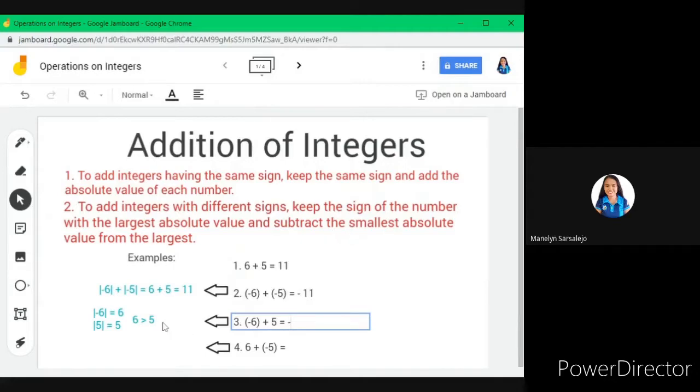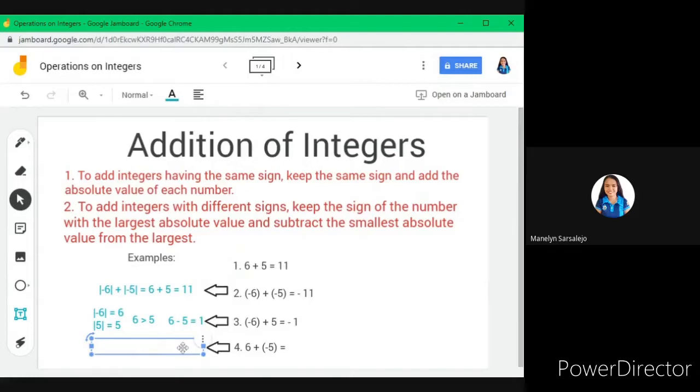And subtract the smallest absolute value from the largest. Okay, ang smallest ang 5, ang atong largest ang 6. So meaning atong i-minus ang 5 gikan sa 6. So we have 6 minus 5 equals 1. So our final answer is negative 1.